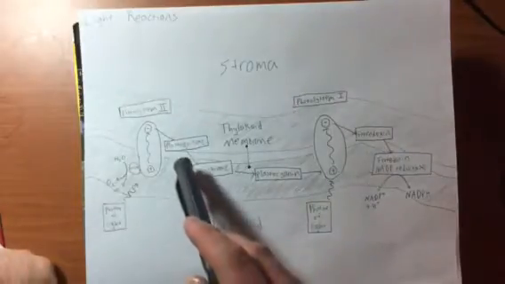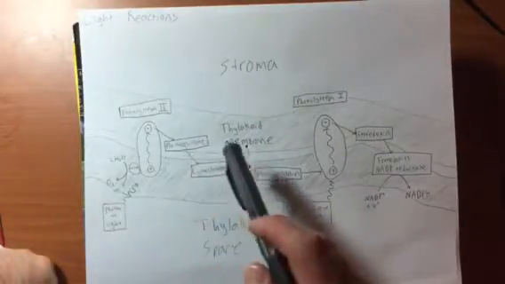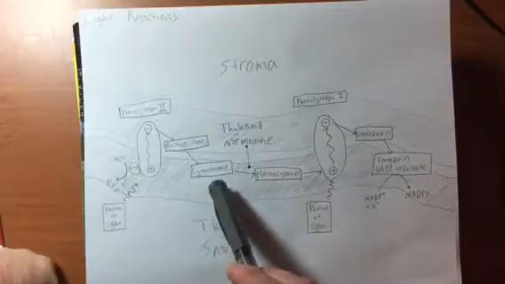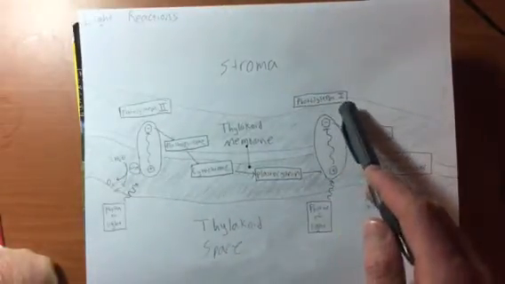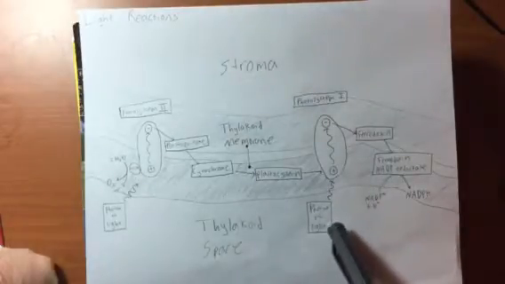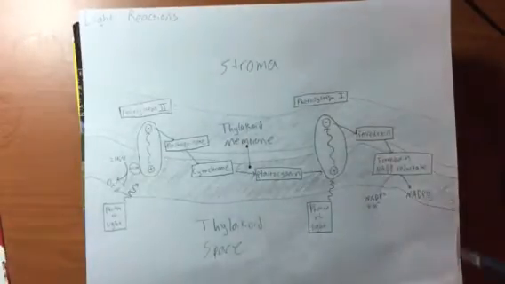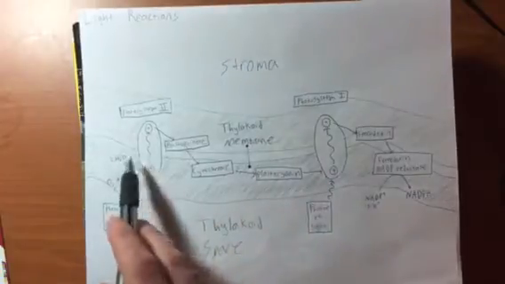From there we go to the plastoquinone. From there we also go to the cytochrome, and then it goes to the plastocyanin, and then it enters photosystem 1. And over here there is also a photon of light that is absorbed into it. The same exact thing that happens here with photosystem 2.